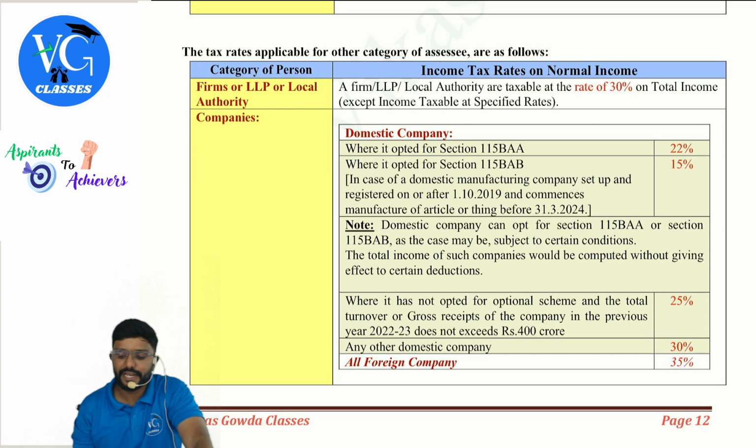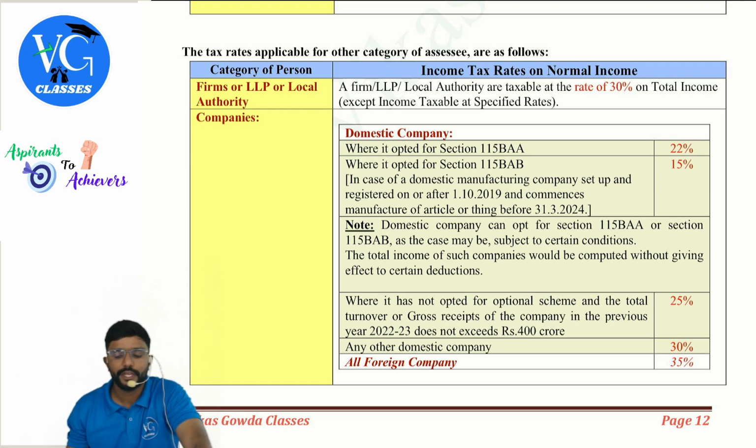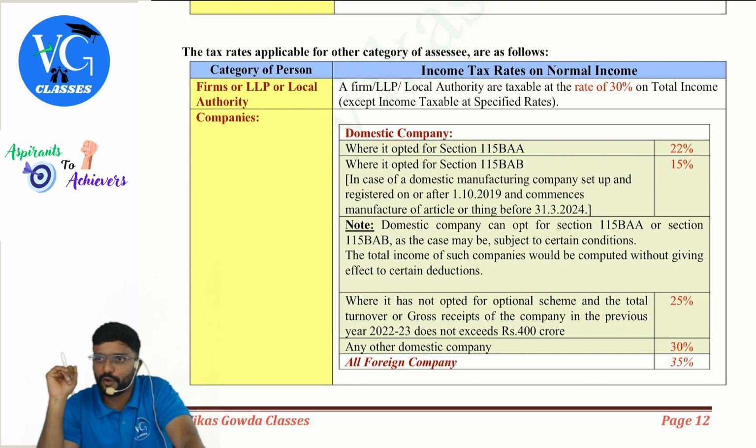Clear? And even these guys, whatever we call optional schemes, have to forego certain exemptions and deductions if they are following the optional scheme. What do we call the schemes as? Optional scheme, not default. No, sir. Again, you are telling that there are restrictions. What should I do? If you don't want this optional scheme, you will continue under normal provisions. This we call normal provisions.